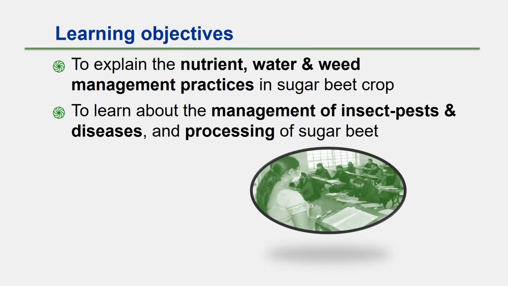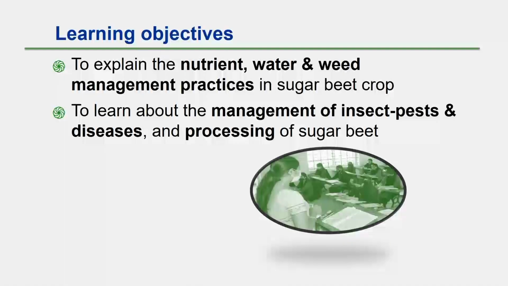crop. Overall learning objectives are to explain the nutrient management practices. We will see what are the deficiency symptoms of different nutrients and water management practices in this crop, and also weed management. What are the problem weeds associated with this crop and how they can be managed. And then we will see management of insect pests and diseases and partly some information on processing of sugar beet, means how sugar is produced from the sugar beet.